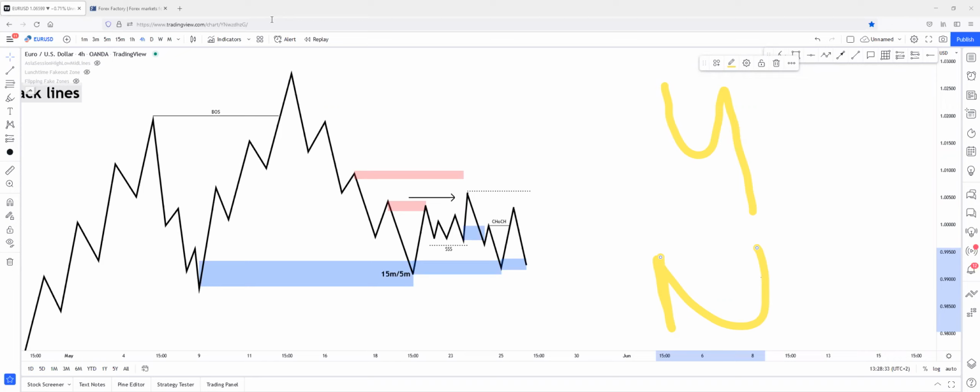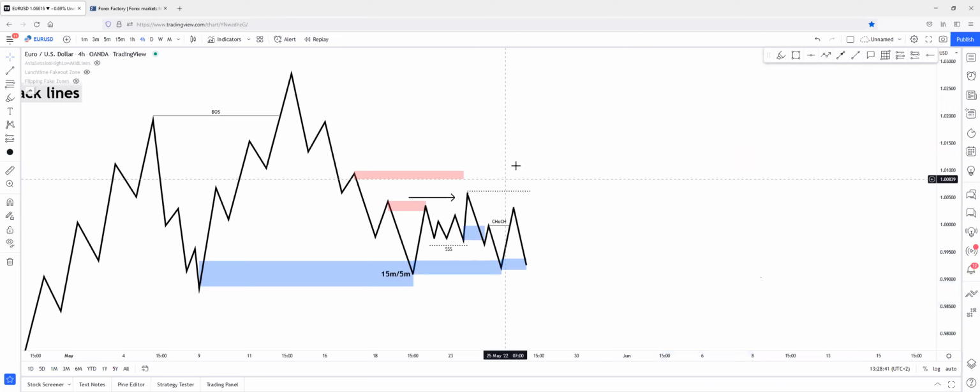Yes, it's a little bit frustrating, but it's better to wait for confirmation than taking huge losses because of impatience. So yeah, it's better to wait.